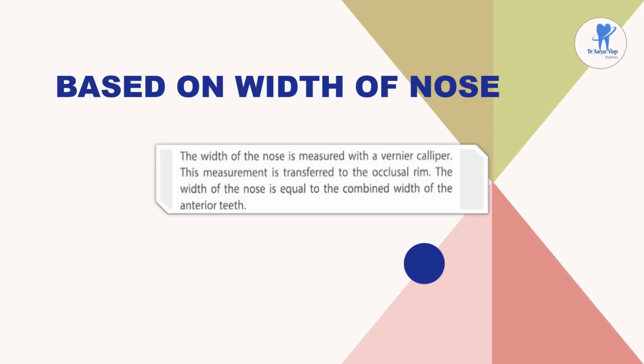And what about the method based on the width of the nose? Actually, it is measured using a vernier caliper, and this measurement is transferred to the occlusal rim. Width of the nose is equal to the combined width of the anterior teeth.